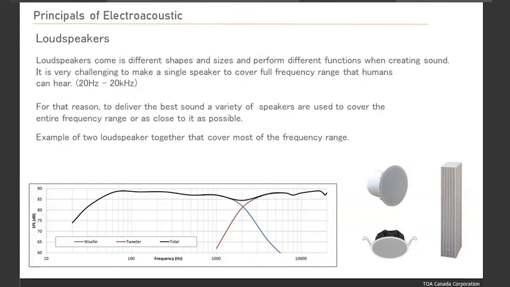Example of two loudspeakers together that cover the most frequency range. It just shows you on that graph there on the bottom. So just the mixture will cover that gap in the middle between the red and the blue line.